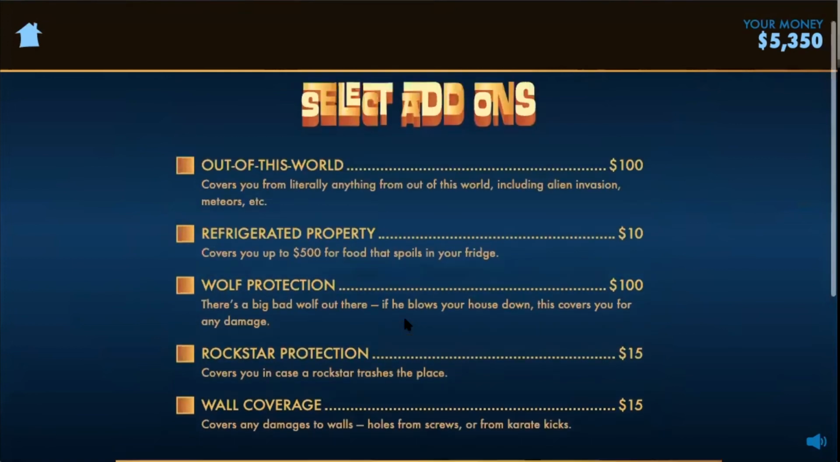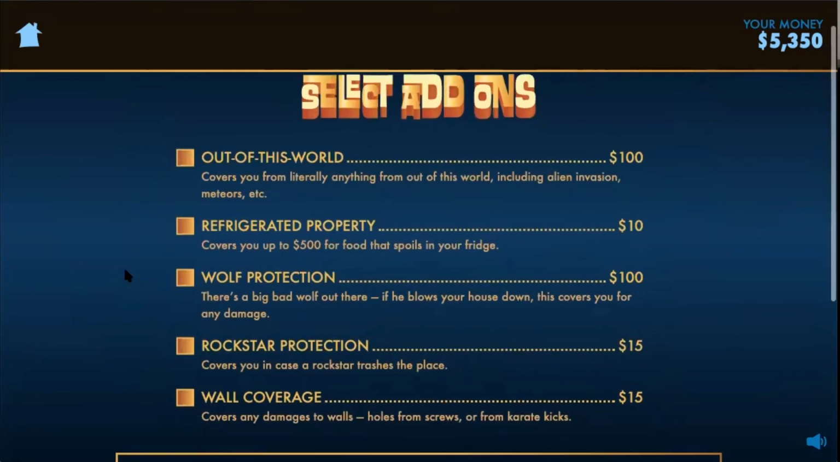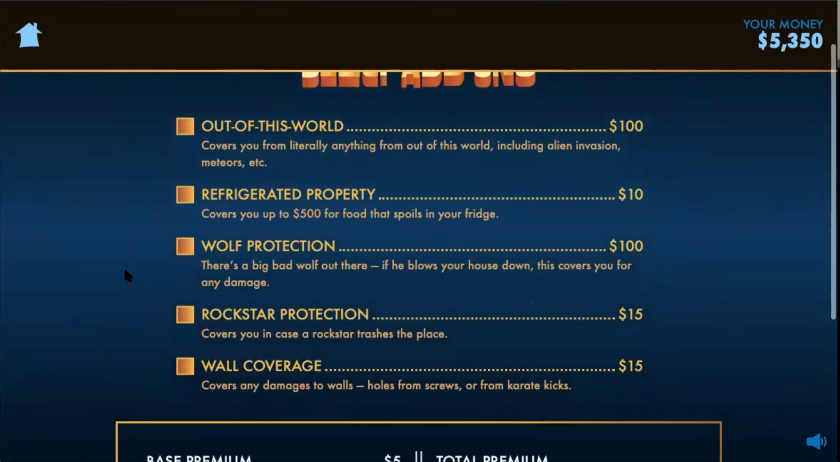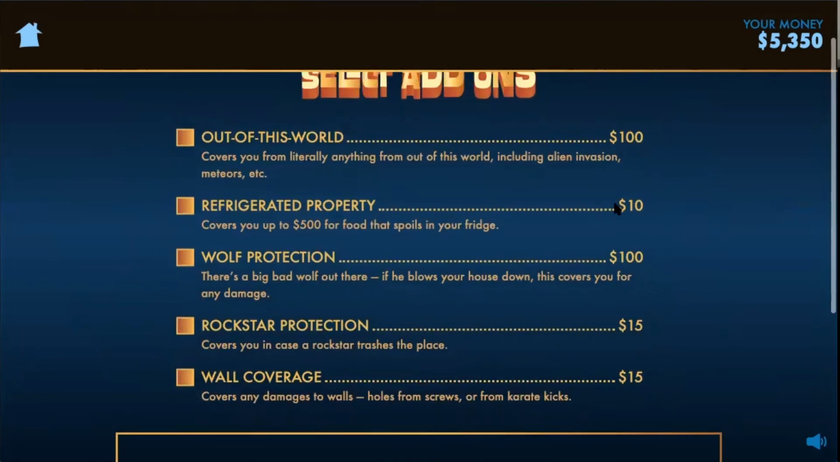Okay, let's see. Do I want any add-ons? I might do add-ons this time. I kind of learned last time. Food, refrigerated property. I get a lot of food from my parents, so I think I'm all right if I miss out on it if food goes bad.